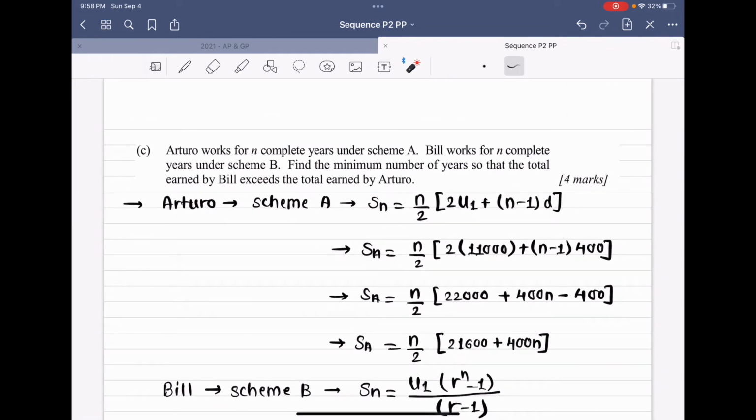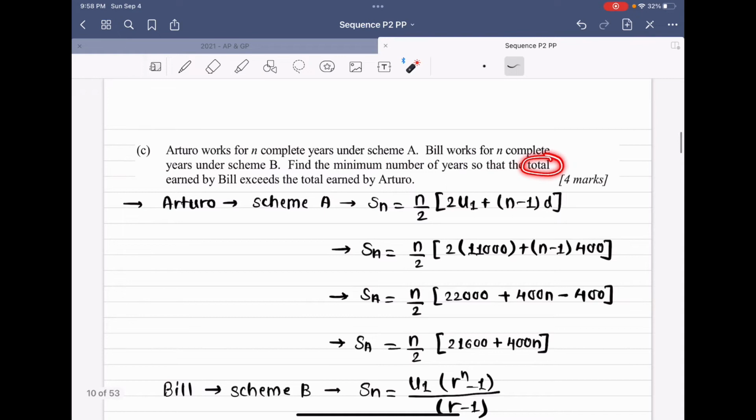Arturo works for n complete years under scheme A. Bill works for n complete years for scheme B. So Arturo works for arithmetic and Bill works for geometric. Find the minimum number of years so that the total earned by Bill exceeds the total earned by Arturo.